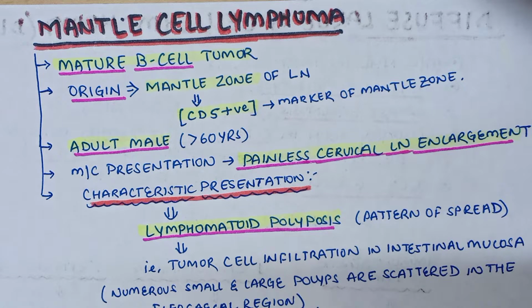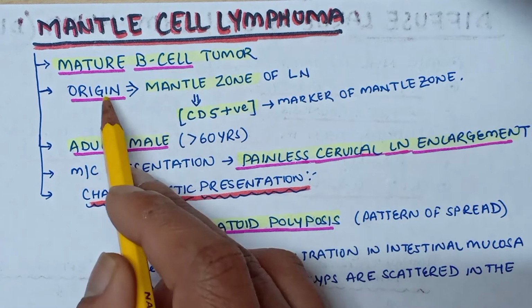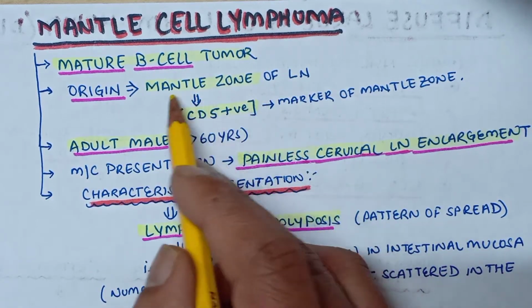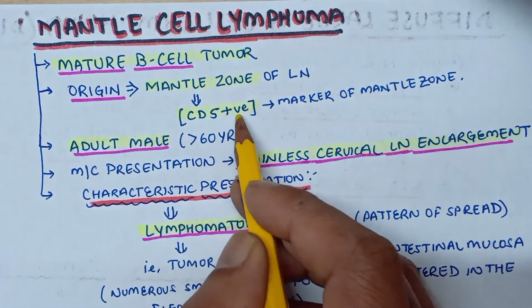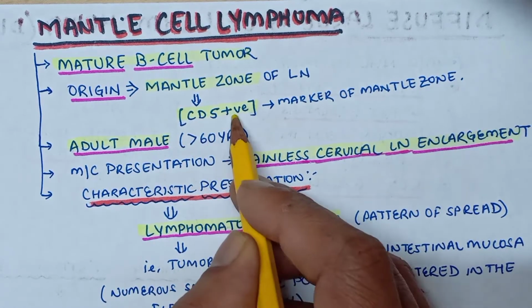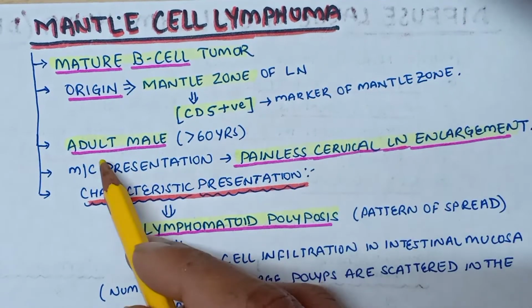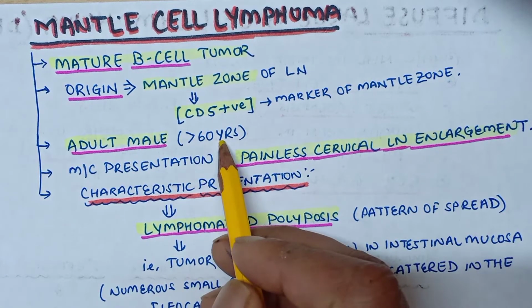So now we are talking about mantle cell lymphoma. Mantle cell lymphoma is a mature B cell tumor which originates from the mantle zone of the lymph node. So the marker CD5 will be positive. This CD5 positive is a marker of the mantle zone. It is more commonly seen in adult males more than 60 years of age.